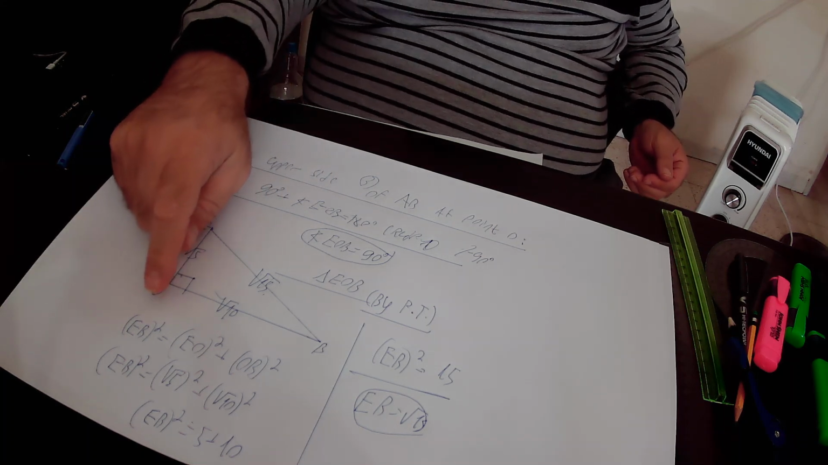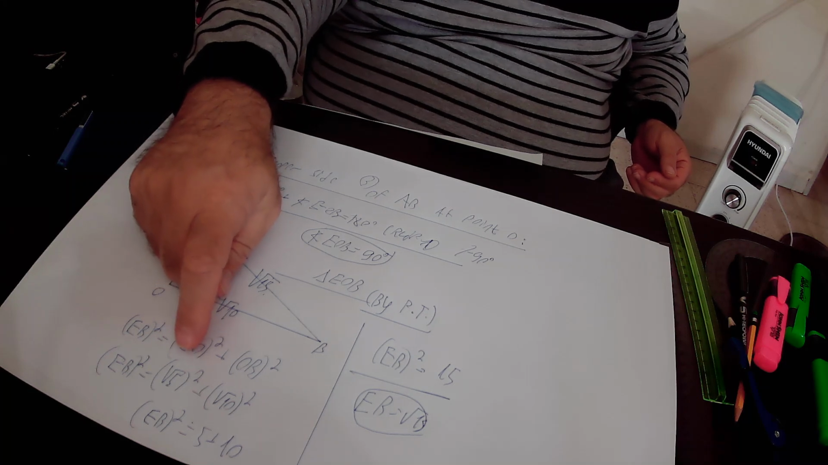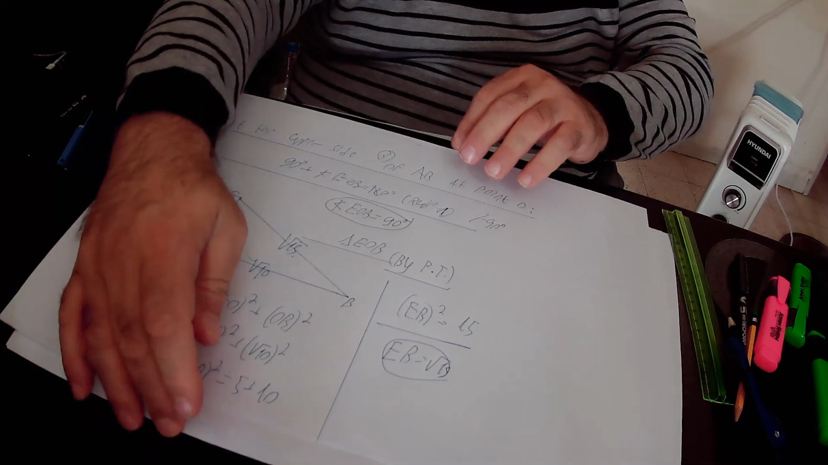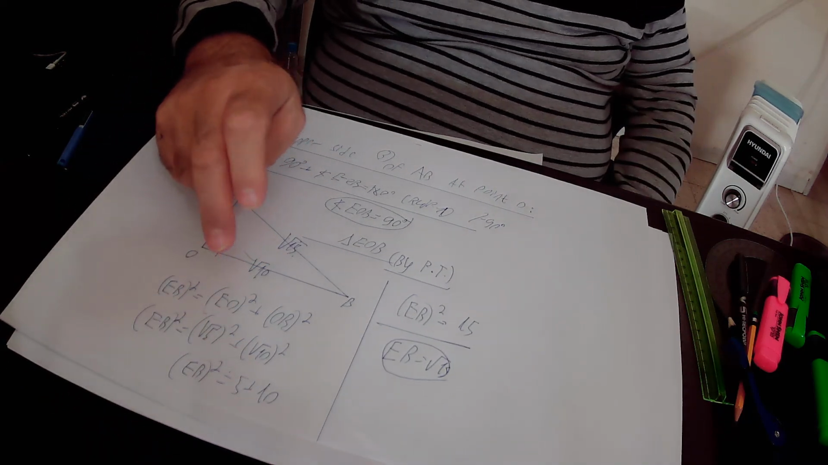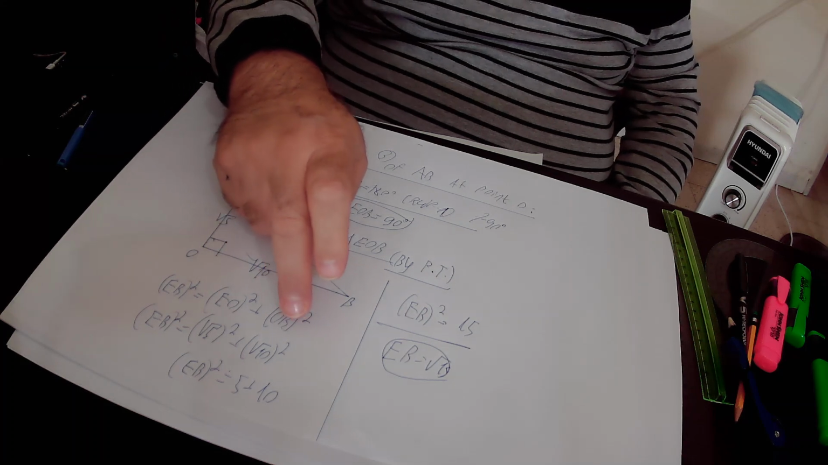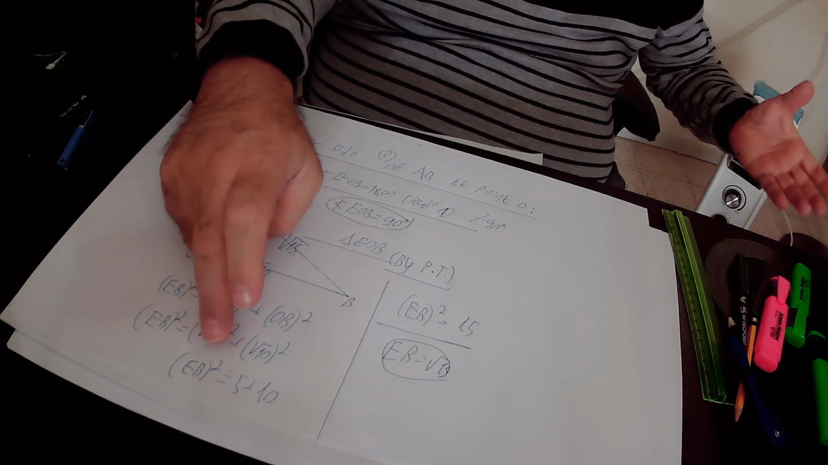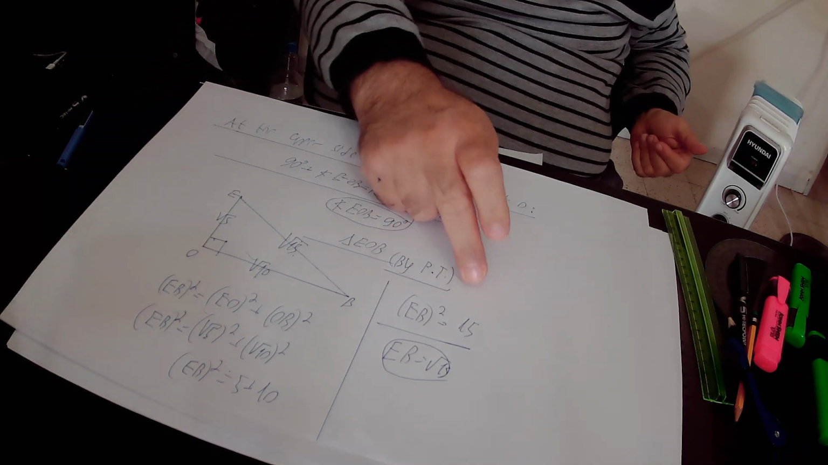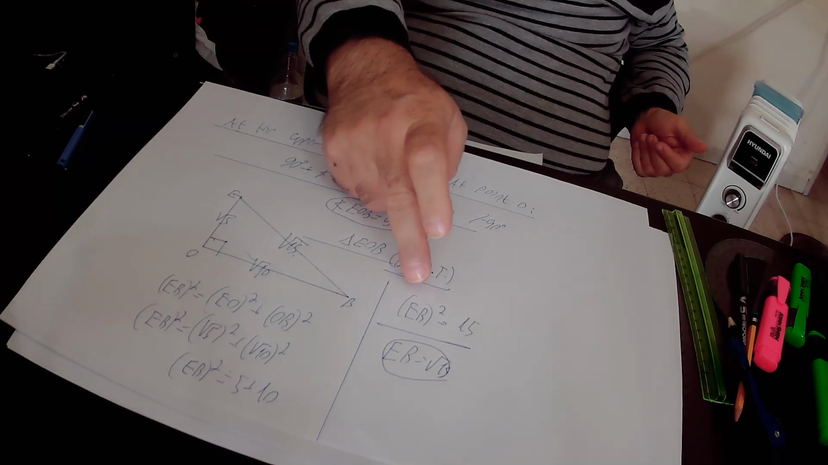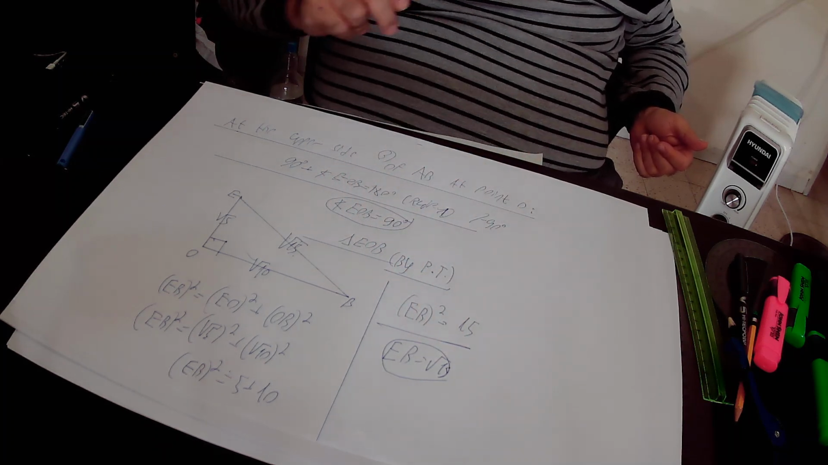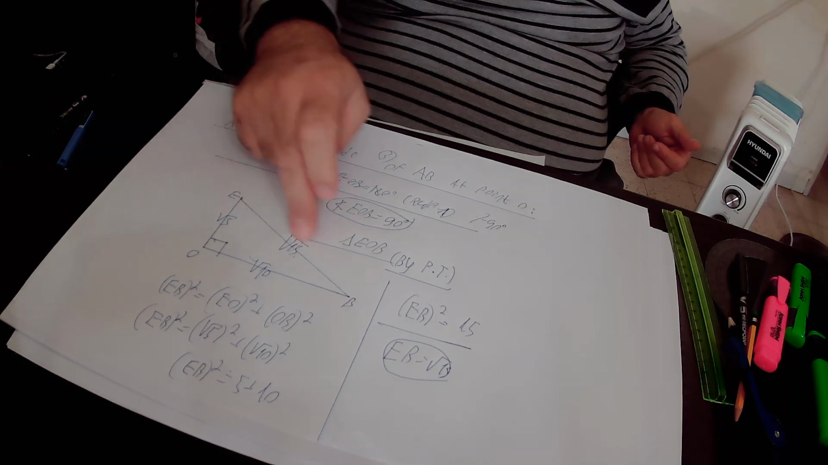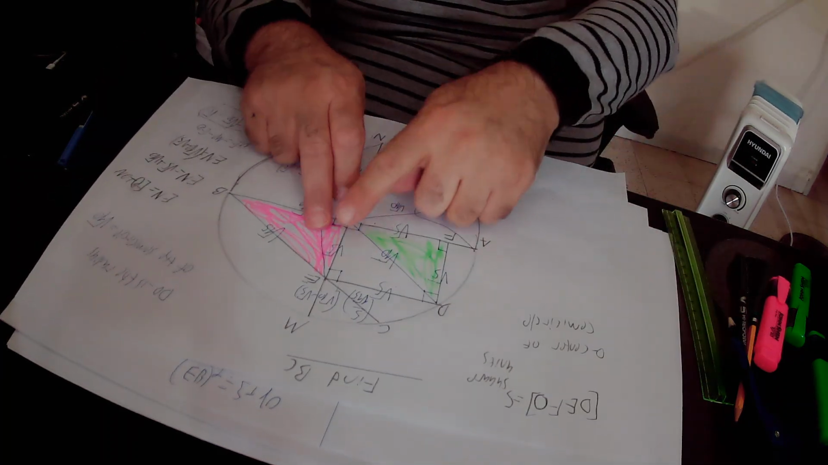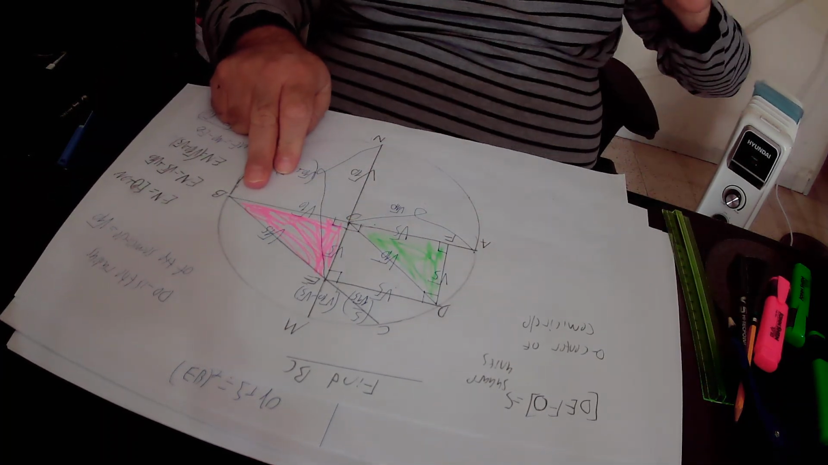So in conclusion, EB squared equals the square root of 5 squared plus the square root of 10 squared. The square root of 5 squared is 5, plus the square root of 10 squared is 10. So EB squared equals 5 plus 10, and 5 plus 10 is 15. So EB squared equals 15. We took the root of this equation, and we found that EB equals the square root of 15 units. So the hypotenuse EB, line segment EB, equals the square root of 15 units.